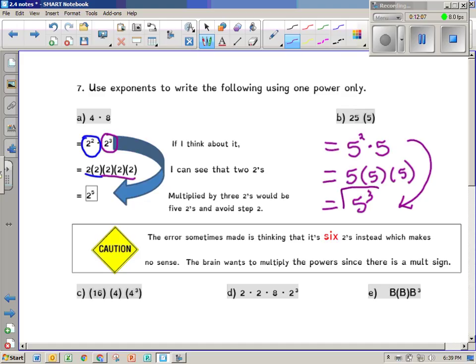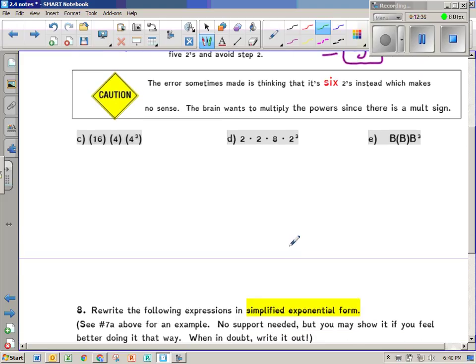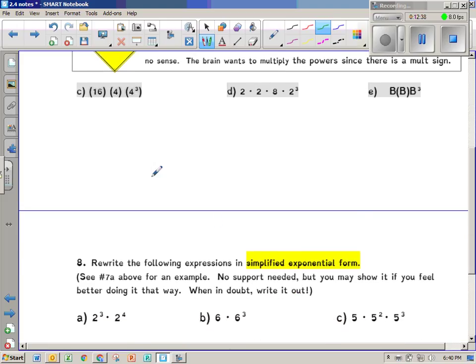If you get in a hurry in math, your logic goes out the window, and then you start writing crazy stuff down. We don't want that. So let's scroll down and look at some more. I made a note here that the error on this problem, because it's a multiplication problem, students often want to multiply the exponents as well. But we've shown why that doesn't make any sense. But that's what the brain wants to do when it sees that multiplication sign. We've seen it many times.